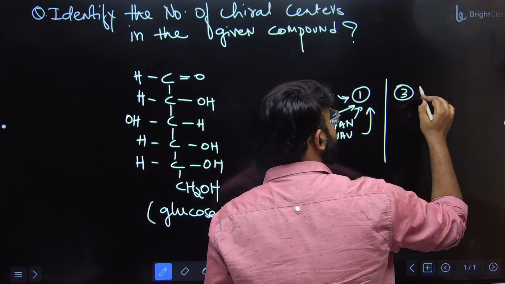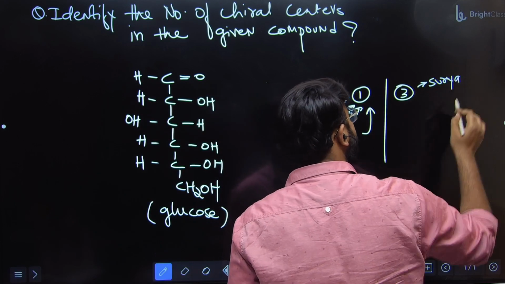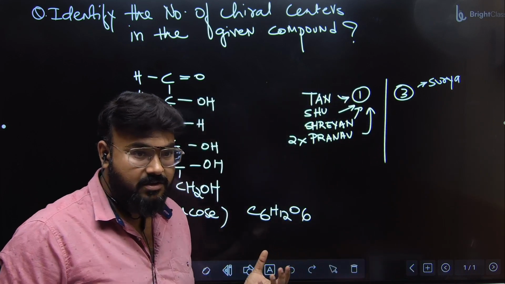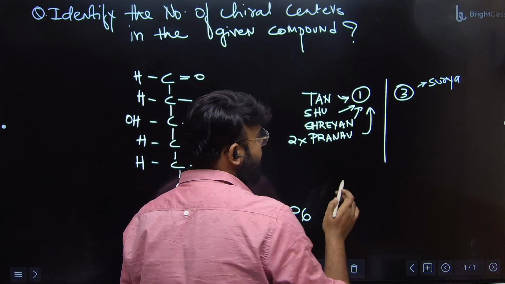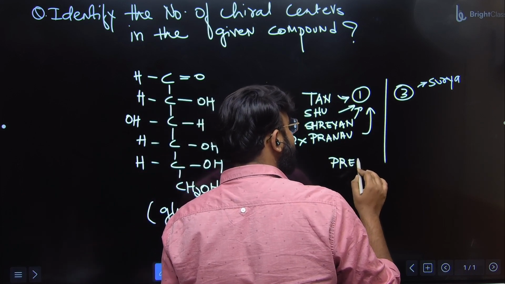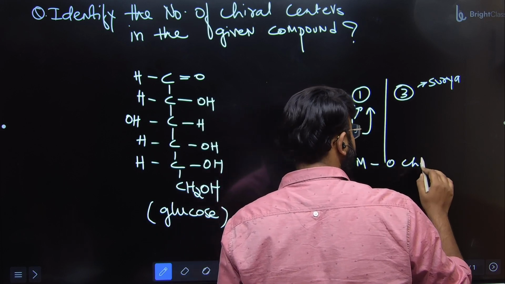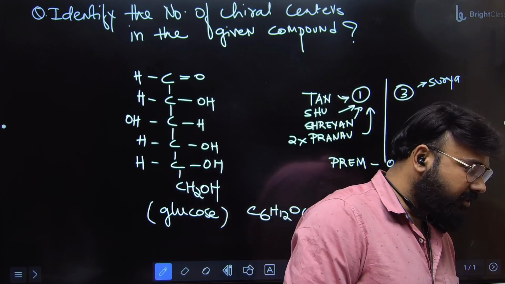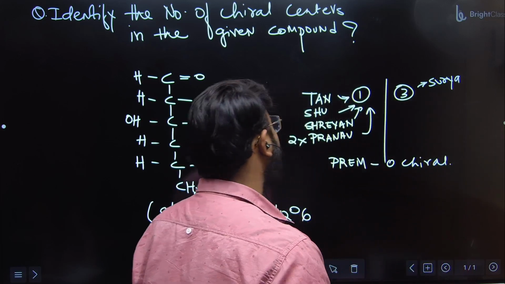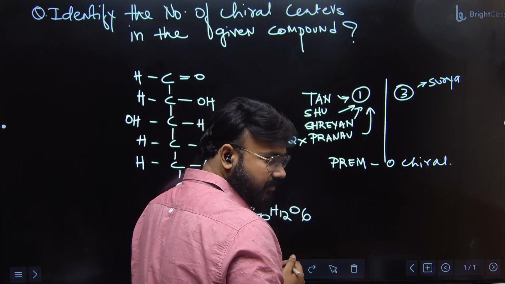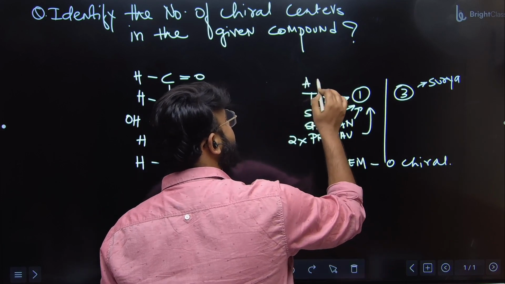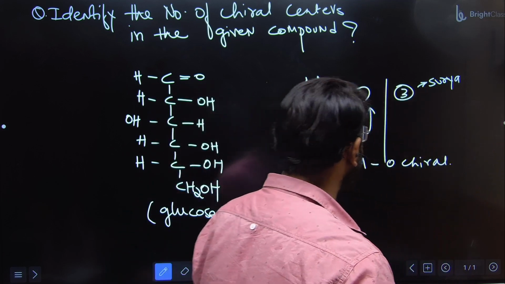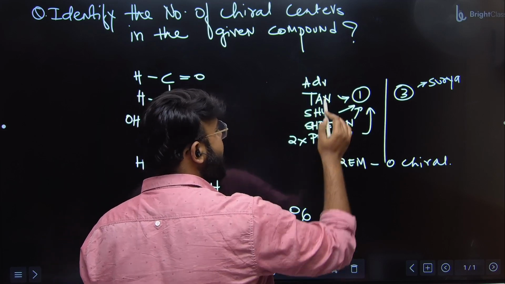Something new. Prem, none of them is what? One, two, three, four, five, six. How many? Zero. Acha, you're telling me chirality is not there. Okay, Prem's answer is zero chiral. And online, let's check with everyone. Advait, what is your answer? Advait also is in one. And Pranav, okay, he told. Ananya, what is your answer? For Ananya also it's one.